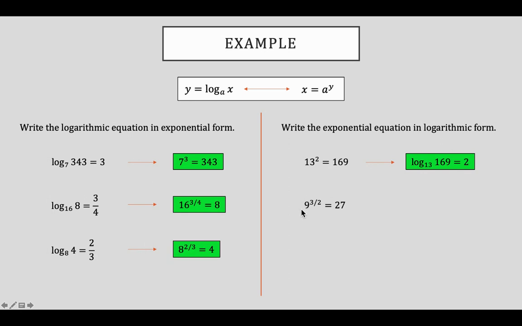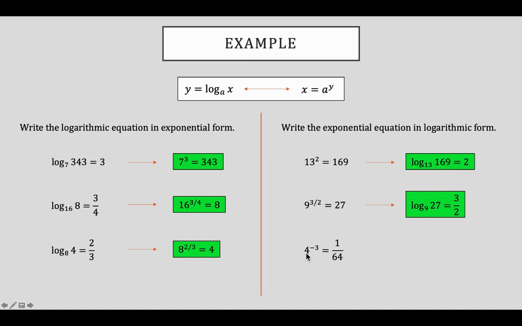Again, the base of the exponent becomes the base of the log. This is log base 9 of 27 is equal to 3/2. Again, logs represent exponents. This log base 9 of 27 is representing this 3/2 exponent.